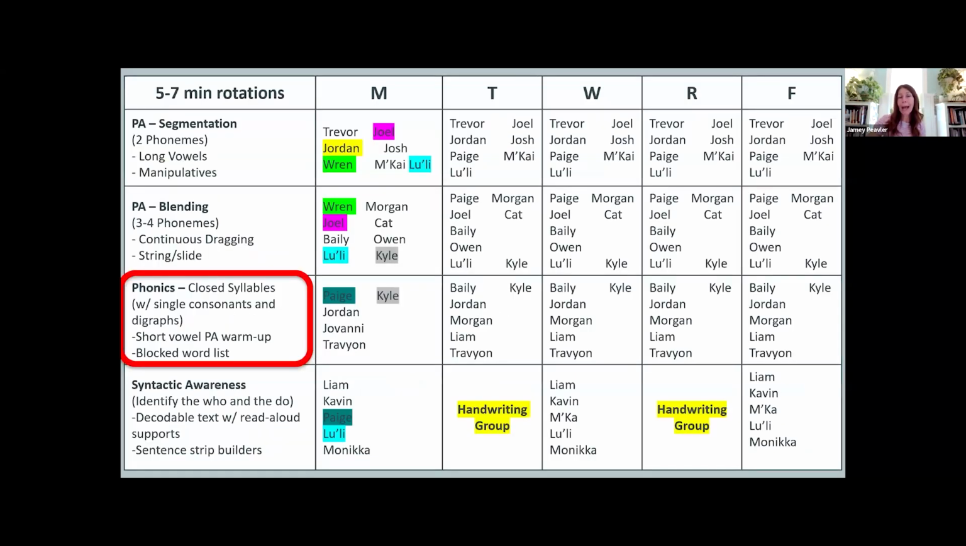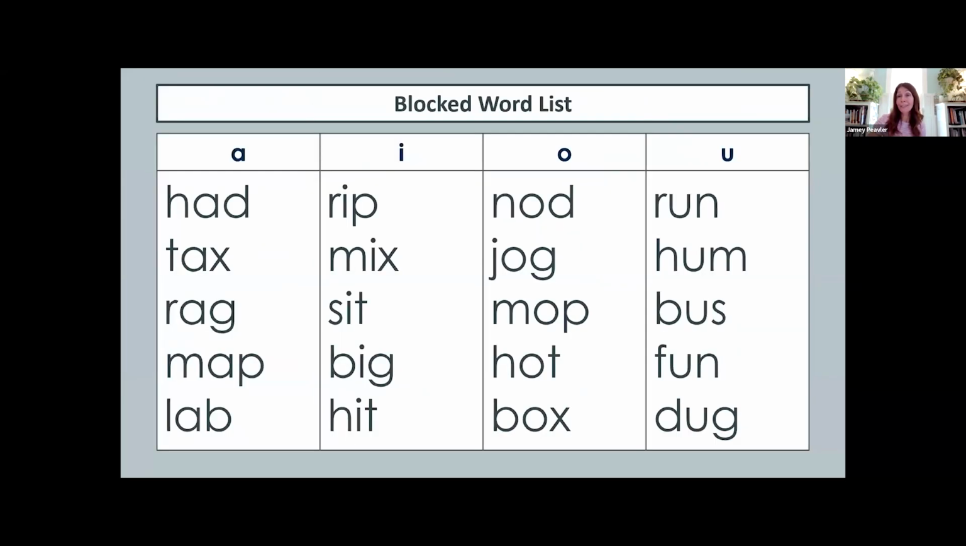So here is back to that group. We're going to talk about that phonics group now. So this phonics group is struggling with getting their short vowel sounds nice and clean. So we're going to target that skill first with a blocked list. What makes this blocked is you can look down each column and you can see that each column contains the same short vowel sound.